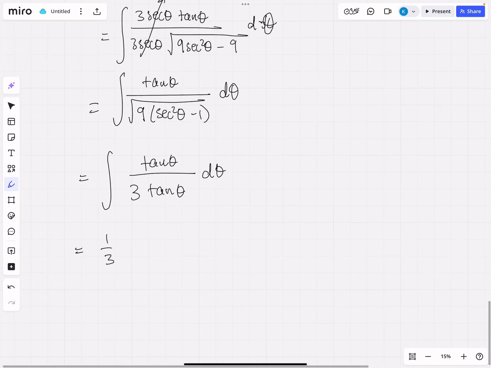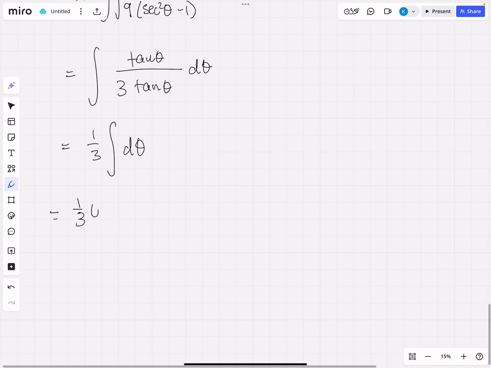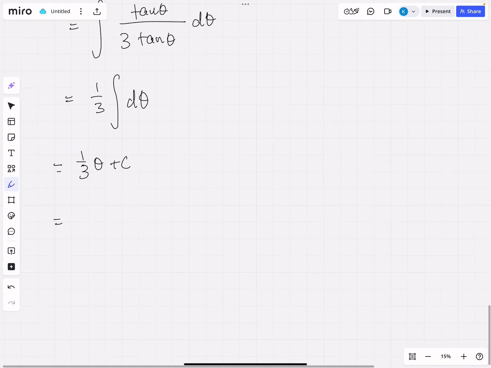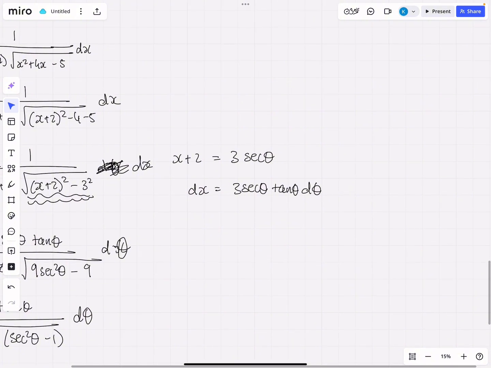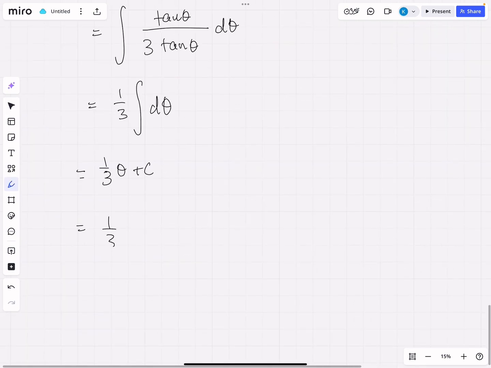This gives us a third integral of d theta, which is just a third theta plus c. Now, what was theta? Well, if we divide by 3 on both sides, we're going to have x plus 2 over 3 equals sec theta. Now, that implies that theta equals sec inverse, or arc sec, of x plus 2 all over 3. Hence, our final answer is 1/3 sec inverse of x plus 2 all over 3 plus c.